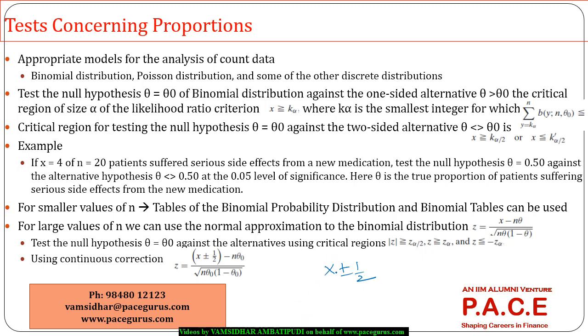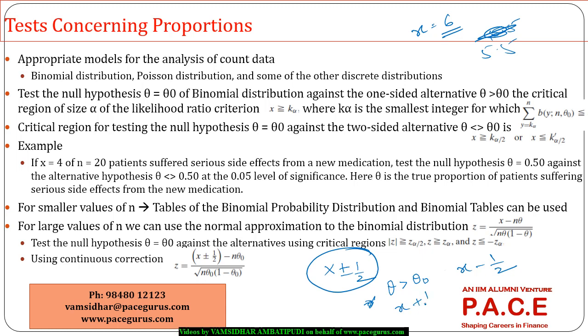We have checked it earlier. Instead of directly taking the x, because we are approximating this to a normal distribution, if I say x is equal to 6, x can't be equal to 6. So I will try to include it as from 5.5 and above. So in some cases I do a minus half, in some cases I'll do a plus half. When I have to look at theta greater than theta naught, I will take it as x minus 1 by 2. So we use the minus sign when x is exceeding n theta naught, and when x is lesser than n theta naught, I'll look at it as x plus 1 by 2. These are some of the adjustments we will make before we solve, simplify and make conclusions regarding the proportion.